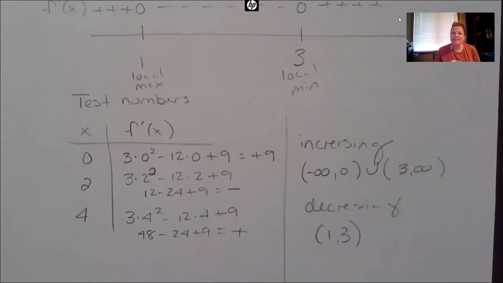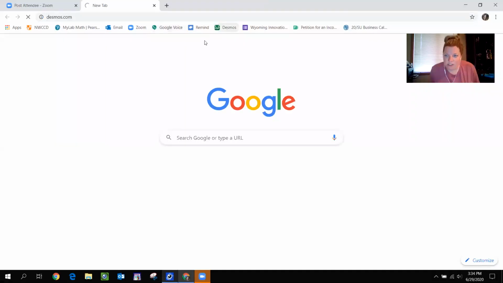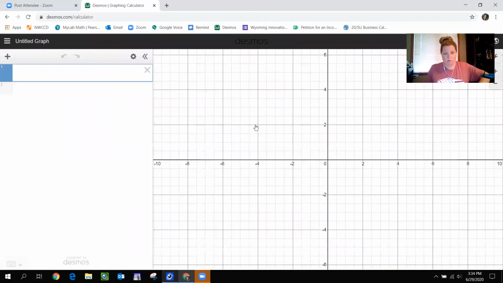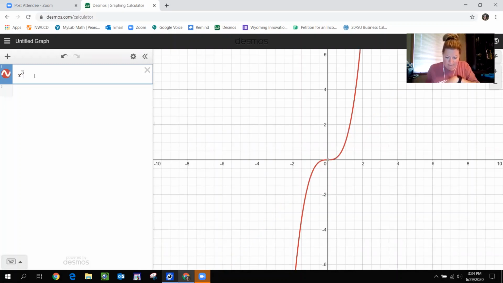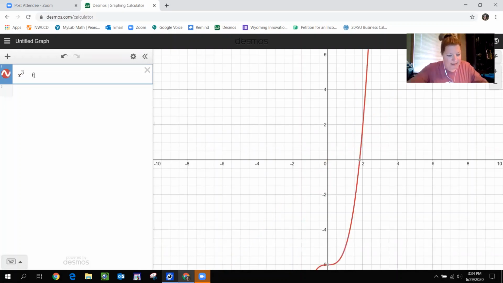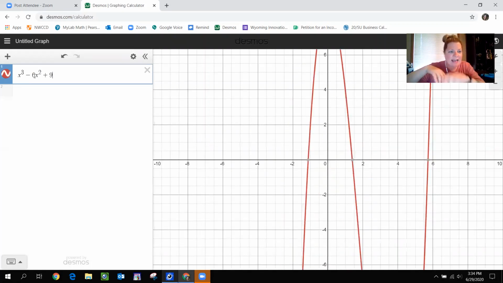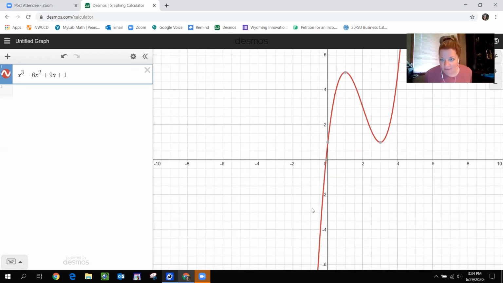Okay, let's take a sec. I'm going to open Desmos real quick, and I want to show you the graph of the original function. So let's look at that. Our original function was x to the 3rd power minus 6x squared plus 9x plus 1. Okay, here's my graph of my original.